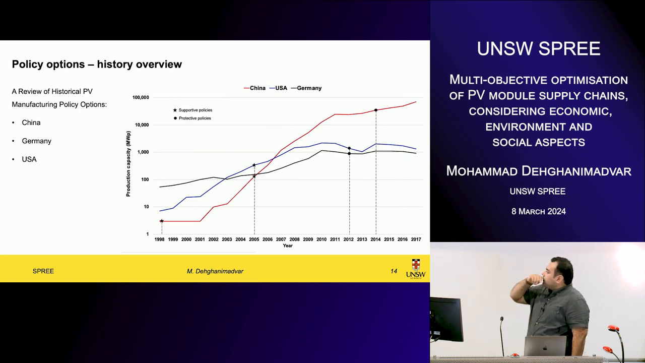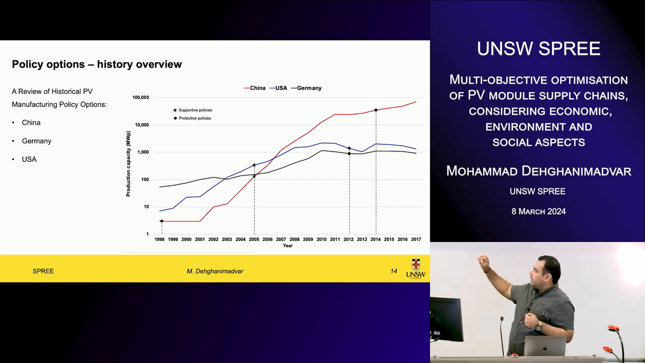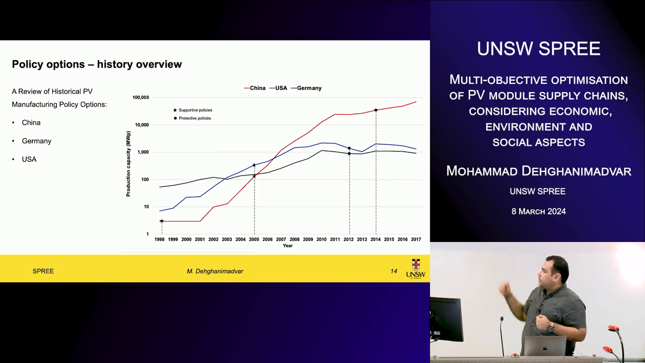To see historically what happened, this is the module production in China, US, and Germany. The star points show when a supportive policy happened, and the circle points show when a protective policy happened. And the line represents, on a log scale, the amount of production in each country. I should mention that it doesn't include any information about how much they invested. It is just an indication that they started. So for example, for China in 1998, there was an investment in CapEx for silicon manufacturing. Then everything stopped, and from 2004, huge investments started. So this is just representative, indicating when they started that policy and what happened to their production.